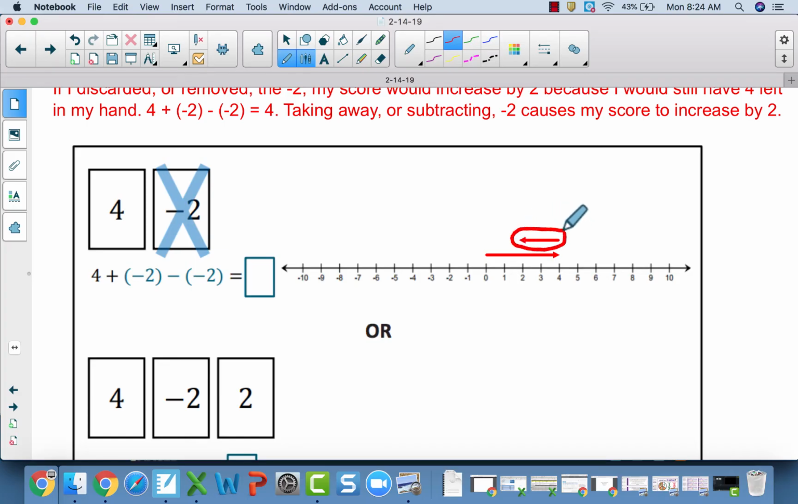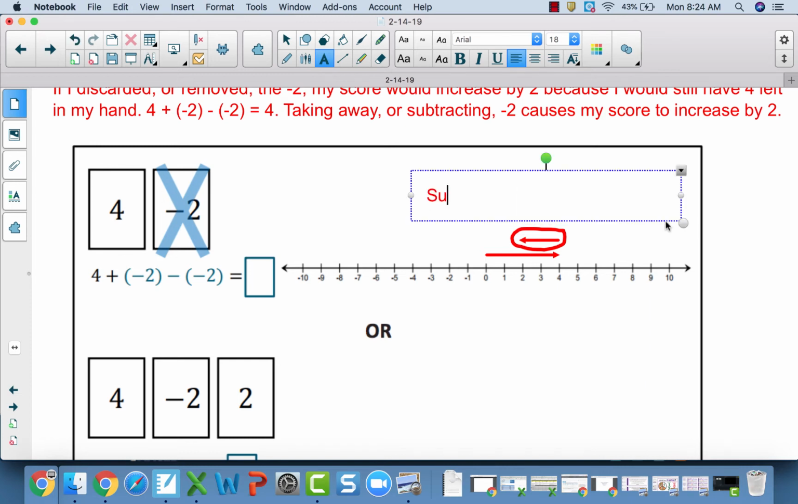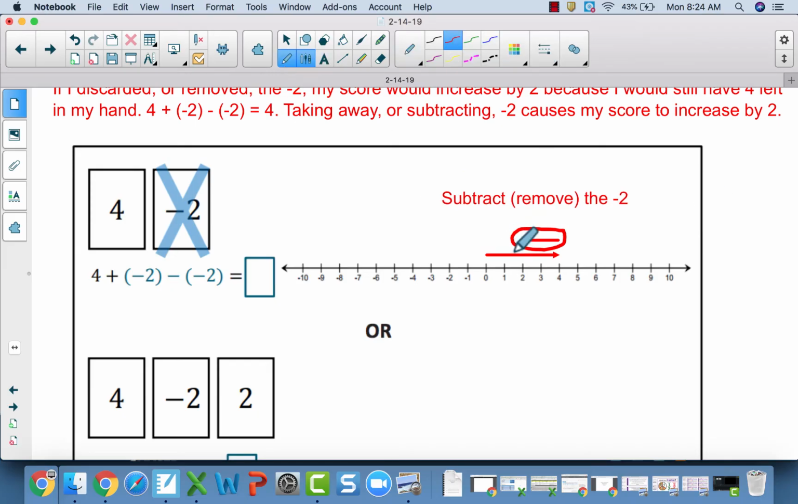So it's telling me to get rid of this vector. So I am subtracting or removing the negative 2 vector here. So really I'm ignoring that, and I notice I end up at 4. So the answer to this equation has to be 4. Okay, I'm subtracting that negative 2, meaning get rid of that negative 2 vector.